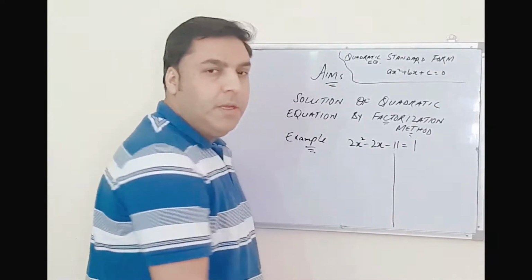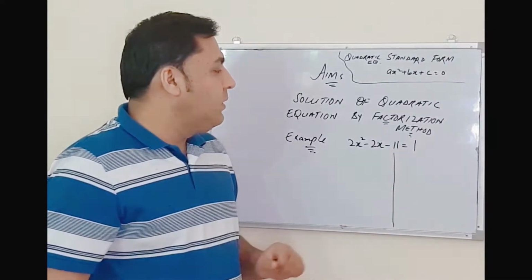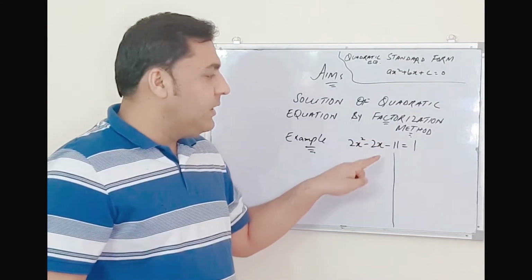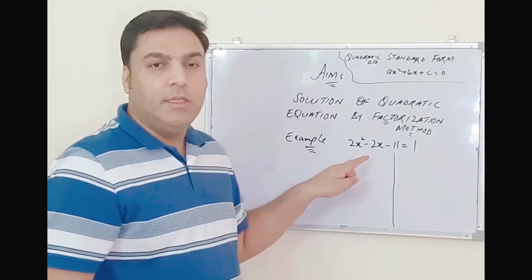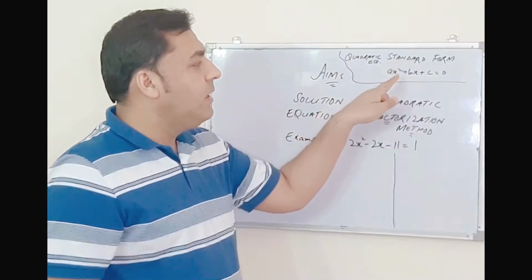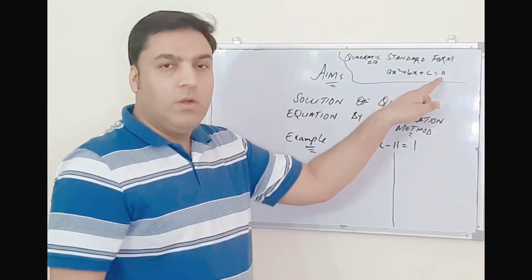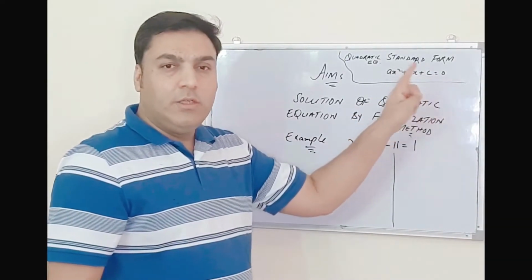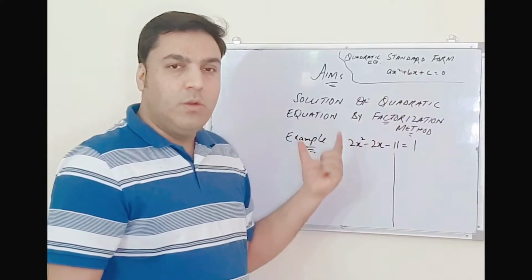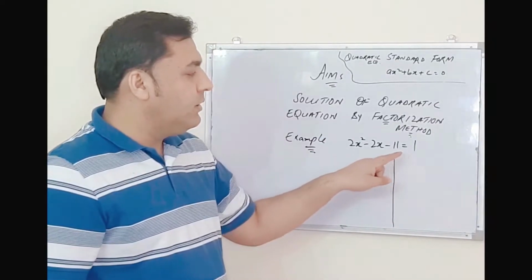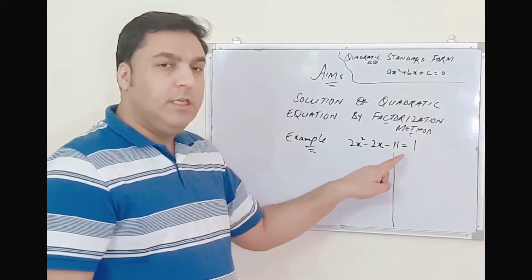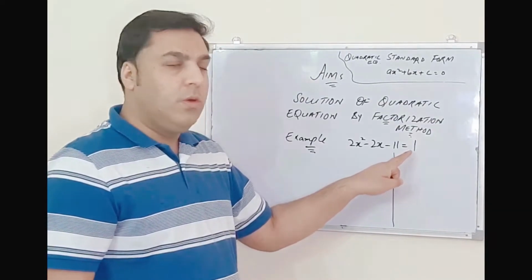Always keep in mind and remember that whenever you are going to solve by the factorization method, the equation should be in standard form or general quadratic equation form. What is the standard quadratic equation form? ax square plus bx plus c equal to 0. On the right hand side there should be 0 and all other things, ax square plus bx plus c, should be on the left hand side. If you see this equation, it is in the form of ax square plus bx plus c equal to, not 0 but 1.